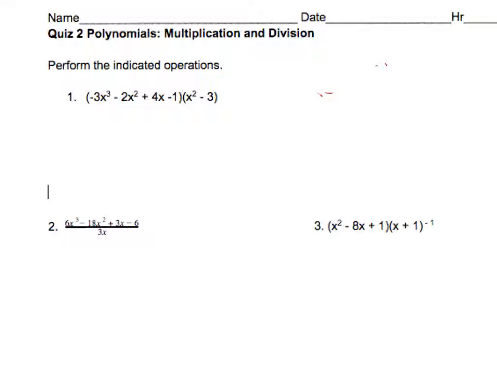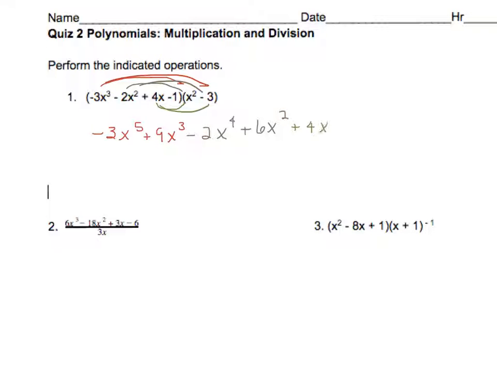In this problem, we've got a polynomial with 4 terms times a binomial. So first we're going to distribute the negative 3x cubed, and we'll get negative 3x to the 5th plus 9x cubed. Next, I will distribute the negative 2x to both terms in the binomial. That will give me negative 2x to the 4th plus 6x squared. Then I will distribute the 4x, and I will get 4x cubed minus 12x.